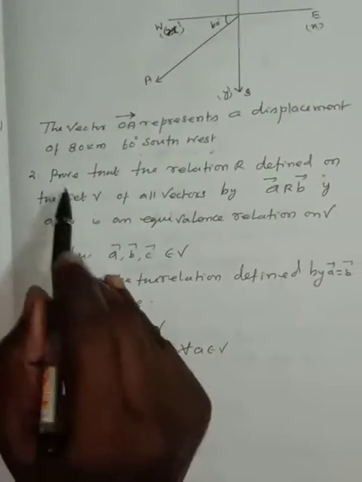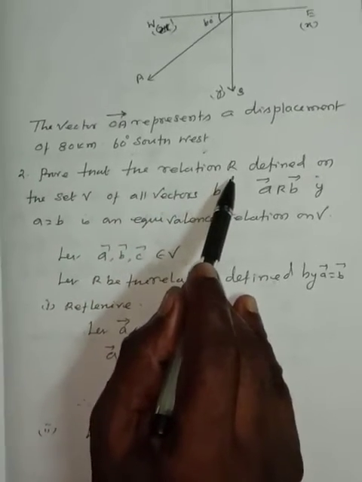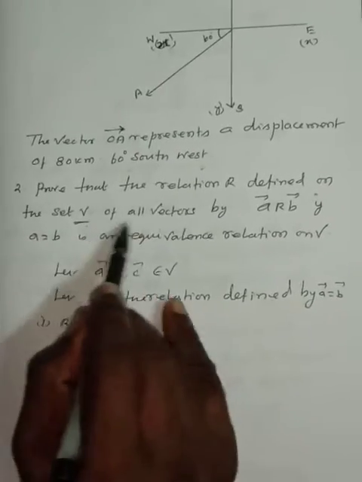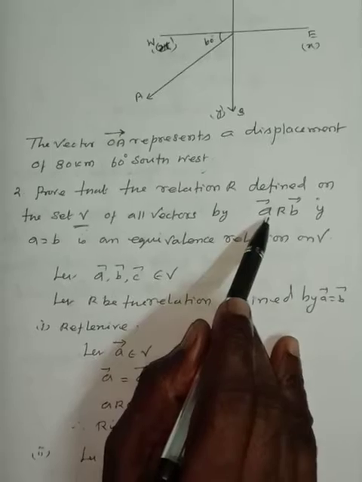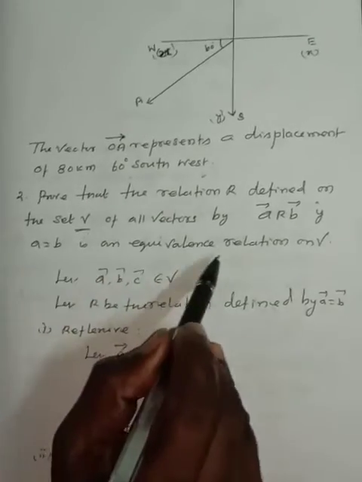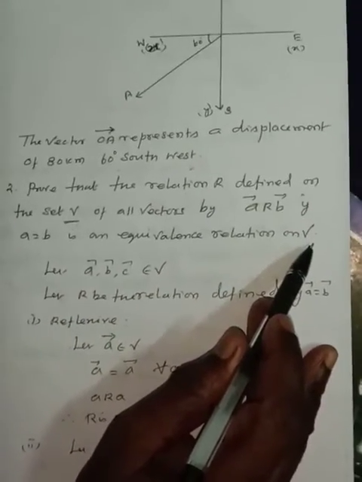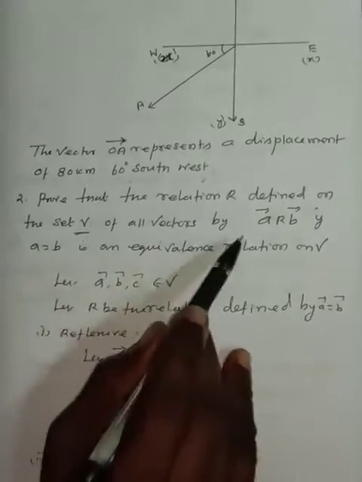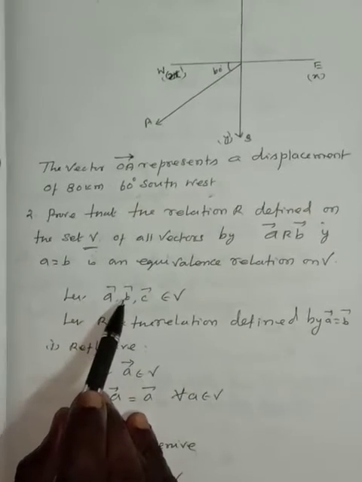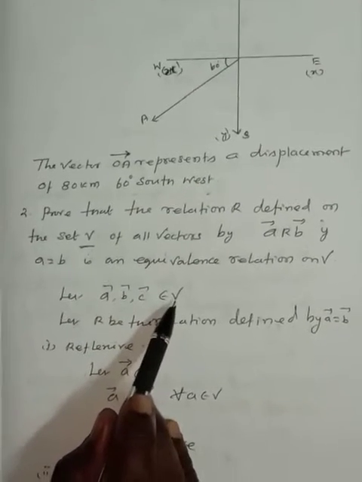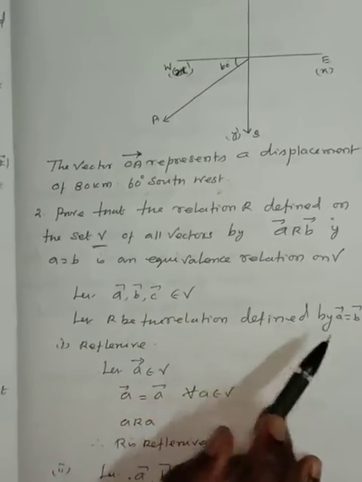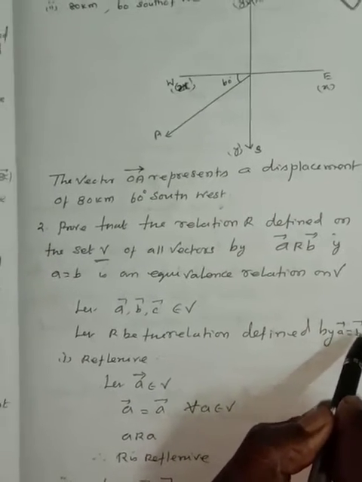Question number 2. Prove that the relation R defined on the set V of all vectors by vector A is related to vector B if A is equal to B is an equivalence relation on V. Suppose A is equal to B, then R is an equivalence relation. Let us take vectors A, B, C belonging to the set V. The set V is given. Let R be the relation defined by vector A is equal to vector B.